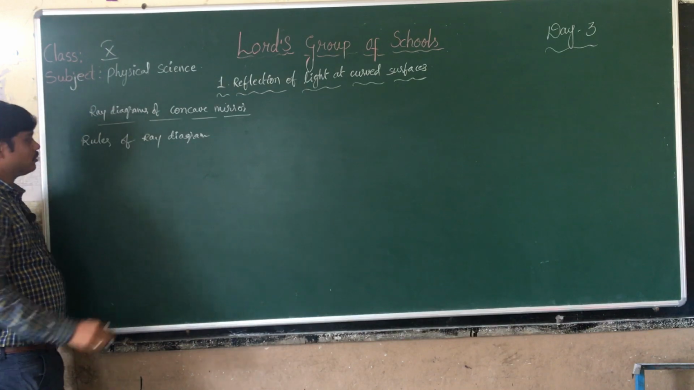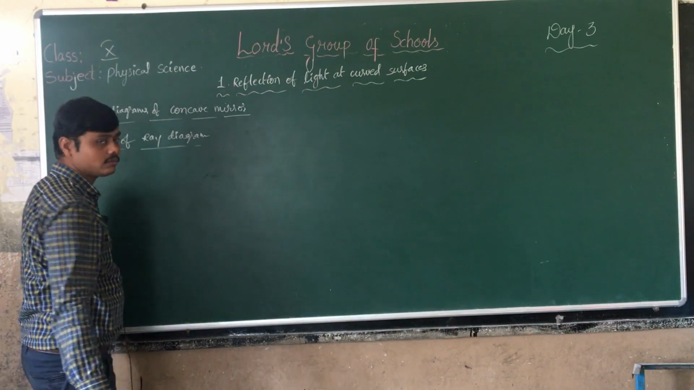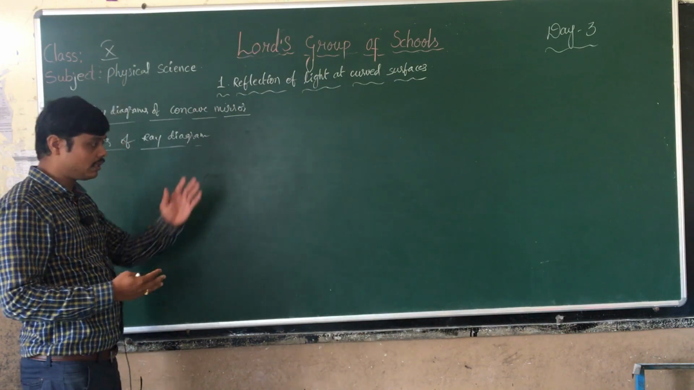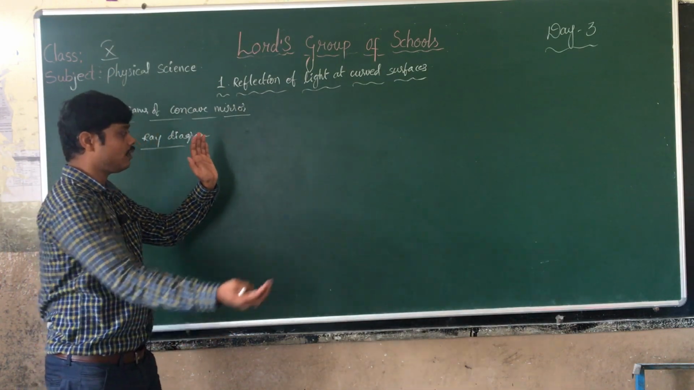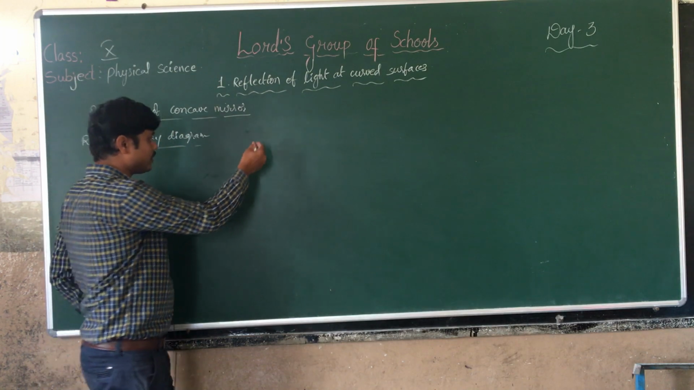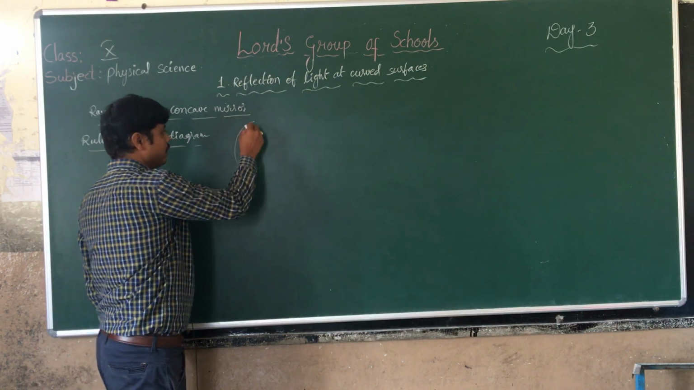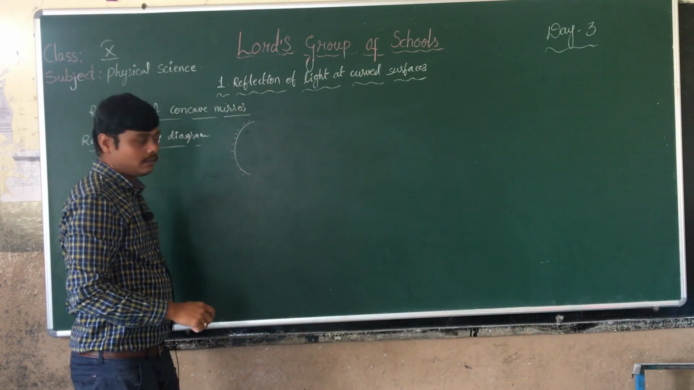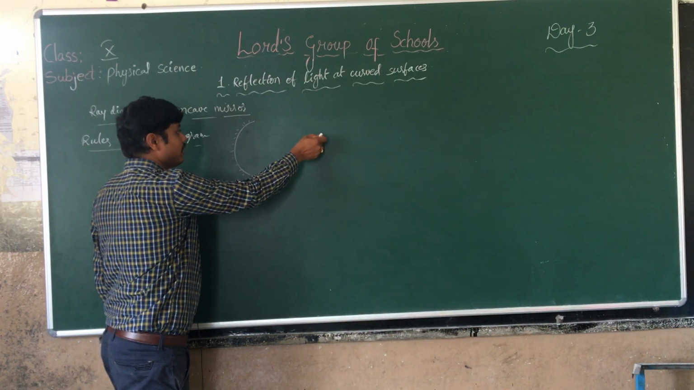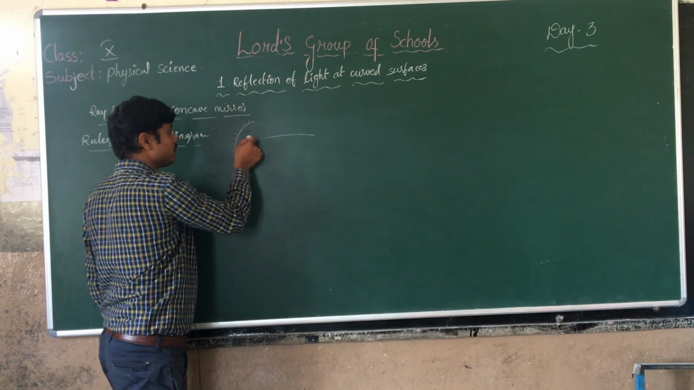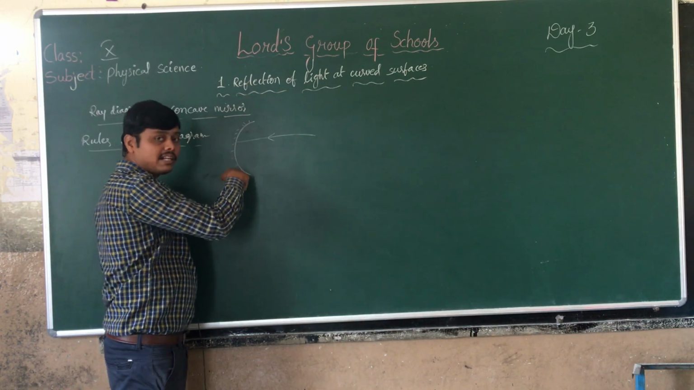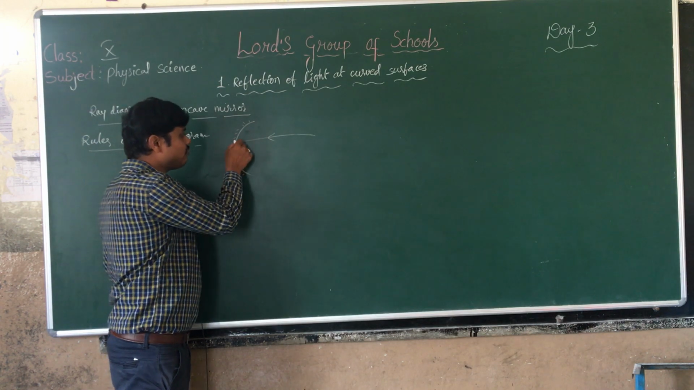Rules of ray diagram. In order to draw a ray diagram, we need some rules. Suppose I take a concave mirror, which should always be shaded on the outside, and a light ray is falling on this concave mirror. This is the incident ray, and obviously, since it is a mirror, the light ray will get reflected back.